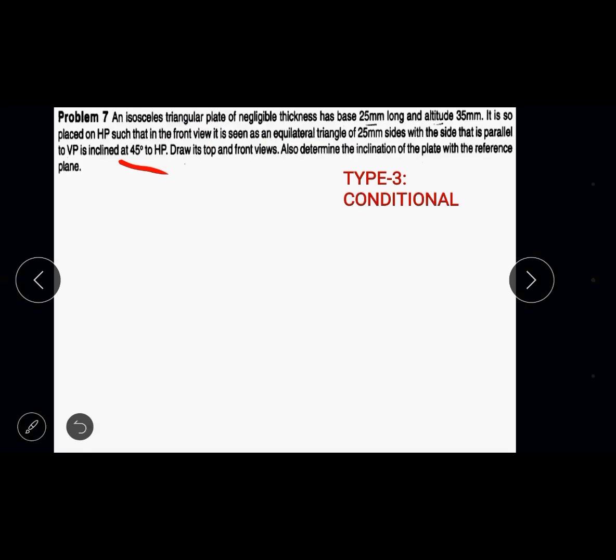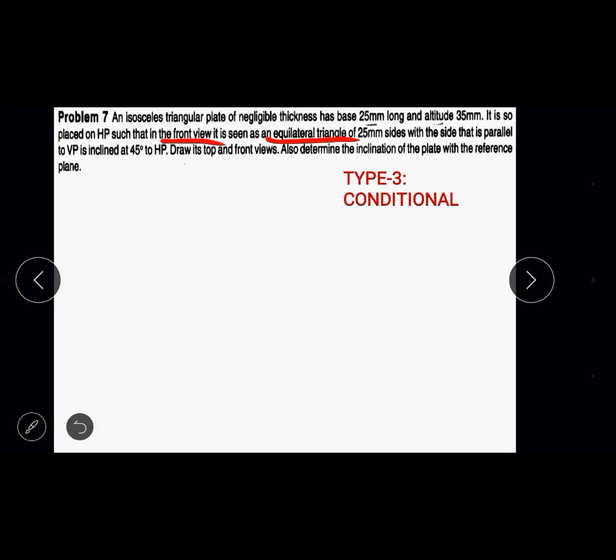So by reading this problem, we have to come to a conclusion: whether the given problem falls in the HP resting case or the VP resting case, category 1 or category 2. What is the key point to decide that it's VP resting? The key point is the front view in the form of an equilateral triangle. If you want to get the front view in the form of an equilateral triangle, you have to go for VP resting.